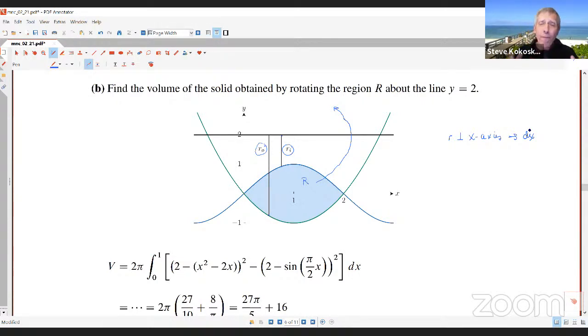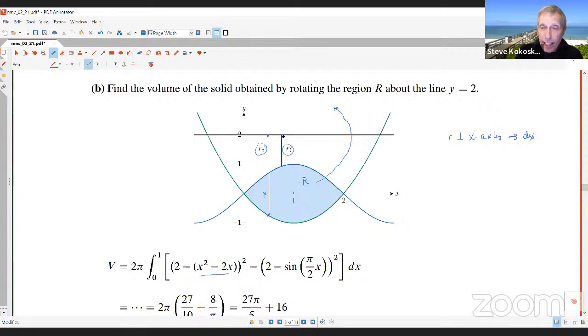So I've got to find an expression here for this outer radius and one for the inner radius. What's the distance at an arbitrary point here, from here to here? Well, I subtract. It would be 2 minus this value of y, which would be x squared minus 2x. We're using the washer method here. So pi times the expression r sub o squared minus r sub i squared.